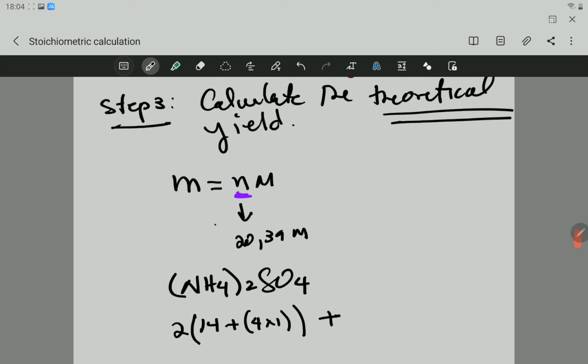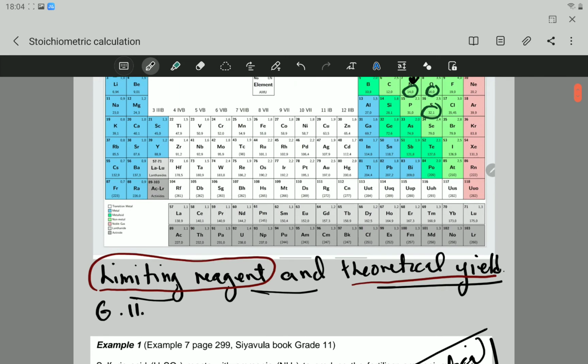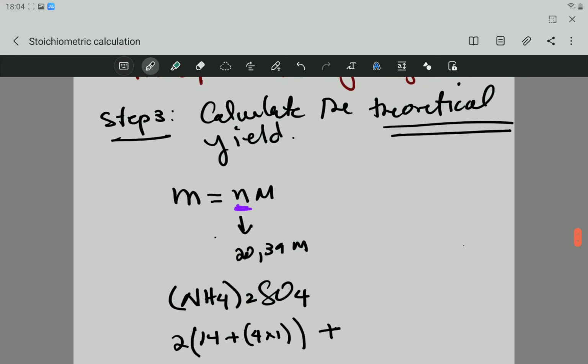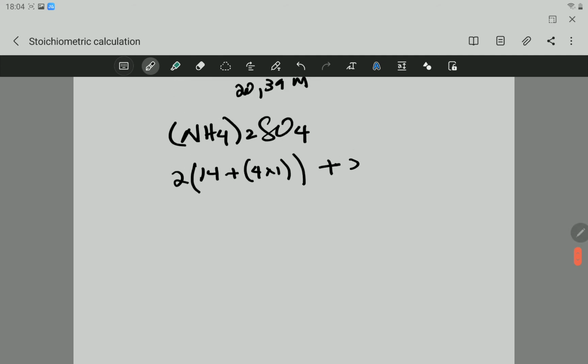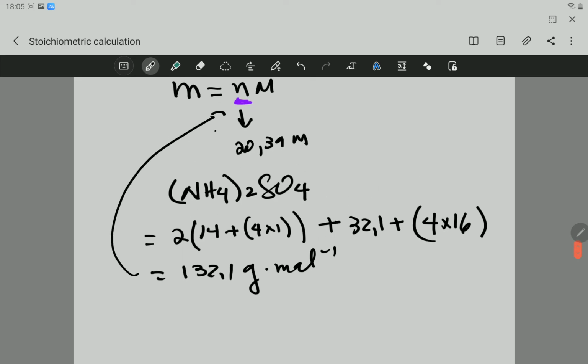plus sulfur. Remember sulfur, we already looked at sulfur. It is 32.1. Plus 4 of oxygen, which is 16. All right, and this is how to calculate the molar mass of ammonium sulfate. Now you can use your calculator. I'm not going to be doing the whole calculation. This is equal to 132.1 grams per mole.